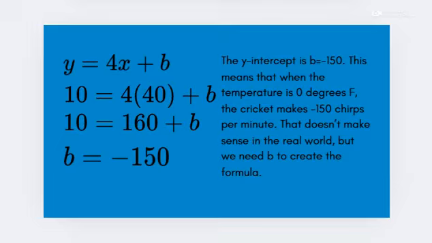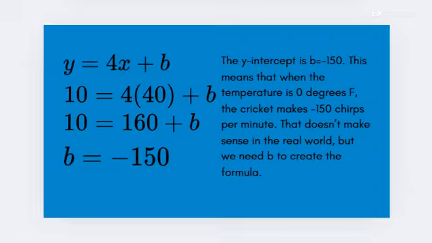10 equals 4 times 40 plus b. So 10 equals 160 plus b. Now we just need to get b by itself, so that ends up being b equals negative 150, because we're going to subtract 160 from each side, and then I just flipped them because we're used to seeing the variable on the left side and the answer on the right. The y-intercept is b equals negative 150.